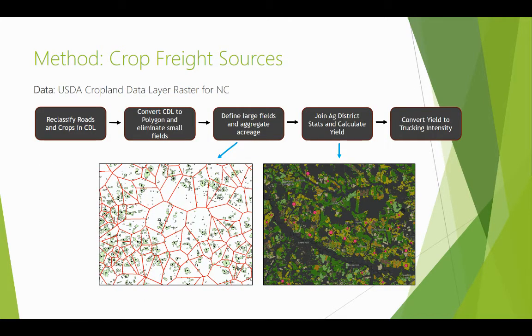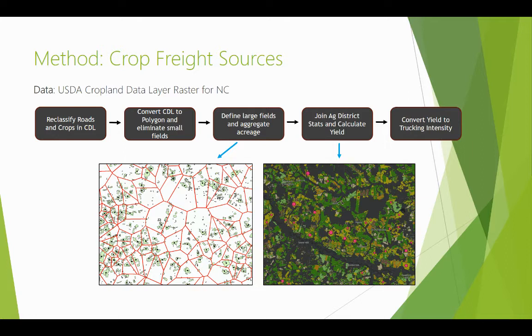The methodology is completed in two steps. In the first step, the USDA Crop Data Layer raster for North Carolina is processed to create crop freight sources. This is completed in a multi-step process in which roads are reclassified in the CDL. The CDL is converted to polygons to eliminate small fields. Large fields are defined and acreage is aggregated in the vicinity of those large fields. Yield statistics are joined to fields from agricultural statistical districts, and trucking intensity is calculated from yield figures.